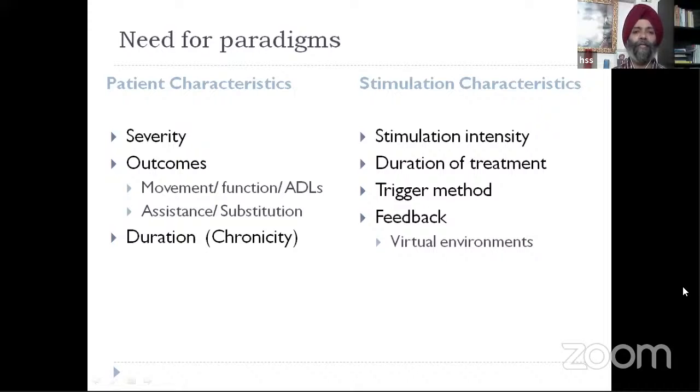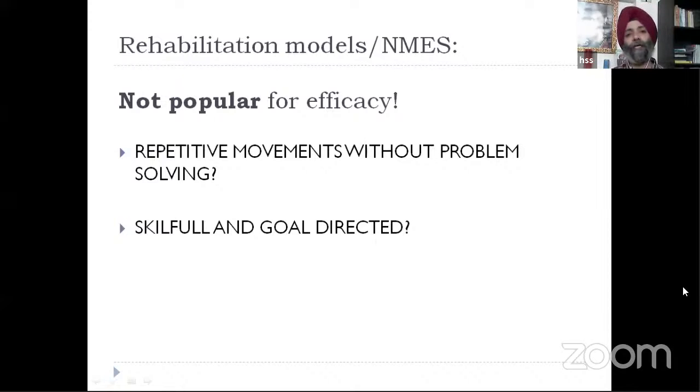Ultimately, it also depends upon the duration from the onset of the disease, like how chronic is the problem. Many times what happens is, early after stroke, there is a lot of potential for recovery, and as the days, the months pass by, the recovery potential starts to decrease. So it depends on what stage the patient is, and what type of motor learning can happen in the patient. So depending on that, we can select the duration of the treatment, the intensity of the stimulation, the method of treatment, depending on the impairments, depending on the severity, and the feedback method that we will use in our patients.